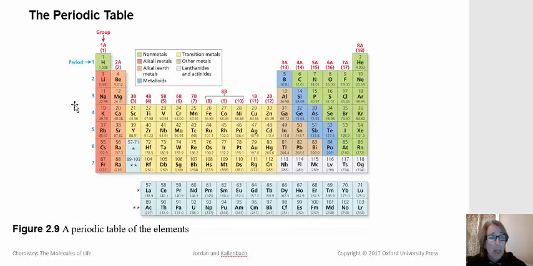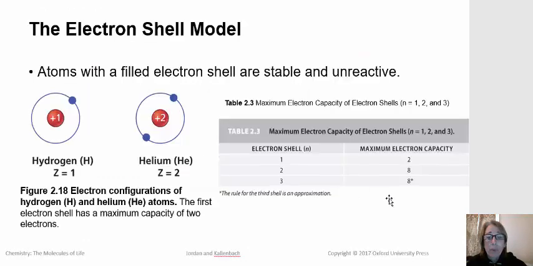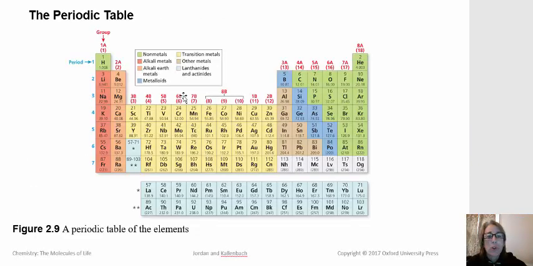be reactive. The third shell can actually hold 18 electrons, but we're going to look at 8 as the maximum capacity because that refers to the third period elements which are biologically relevant. So argon has a filled third shell, 1, 2, 3, 4, 5, 6, 7, 8. So it is not reactive, but every other atom in that third period has an unfilled shell, so it is going to be reactive.